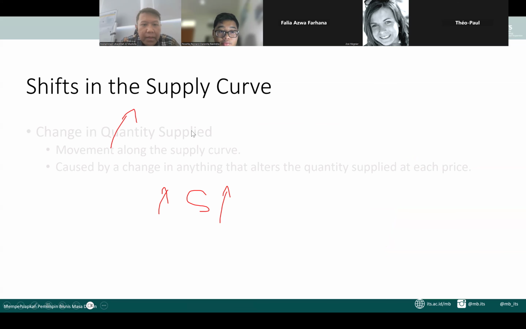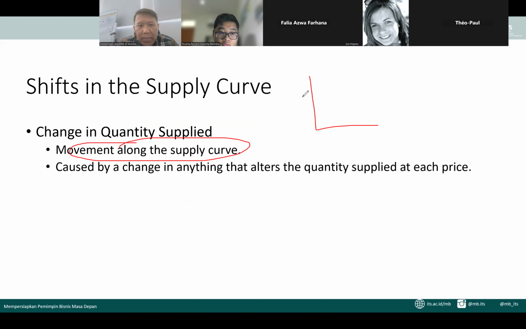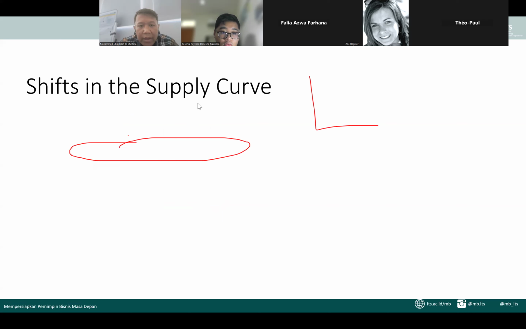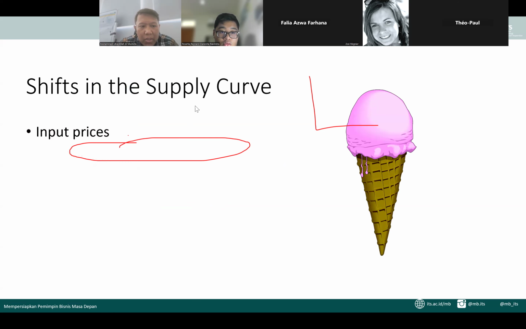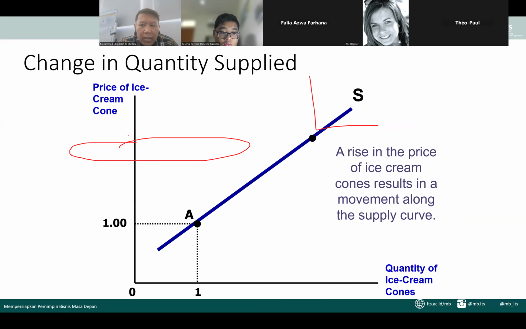Okay. So now we have the movement along the curve. The movement along the curve is due to the price change. So if we have a change in price, there will be a movement along the supply curve. But if we have a change in these four aspects, input price, technology, expectation, and number of sellers, it will shift the supply curve.